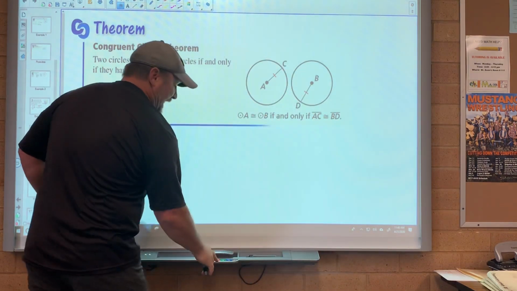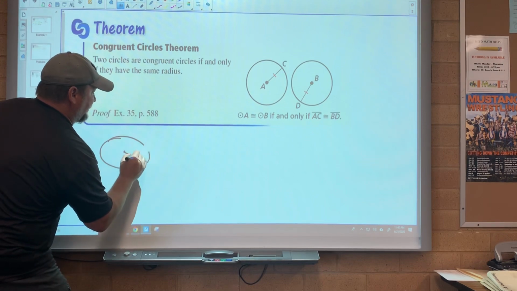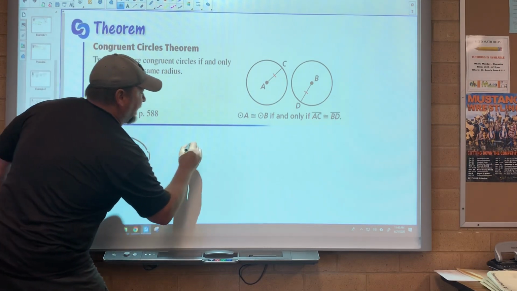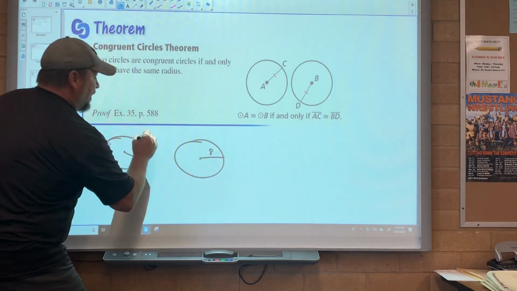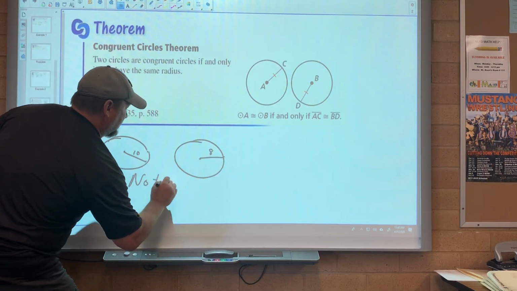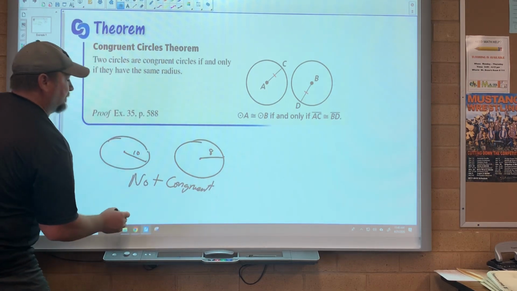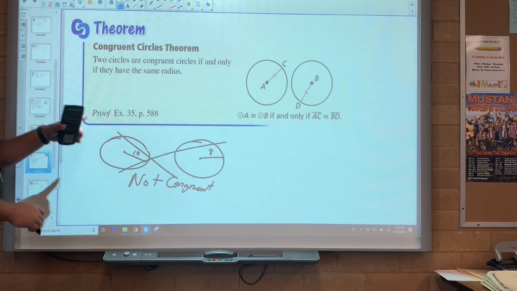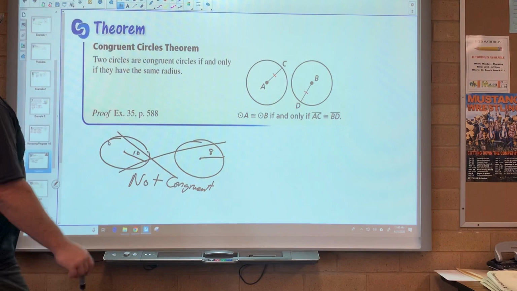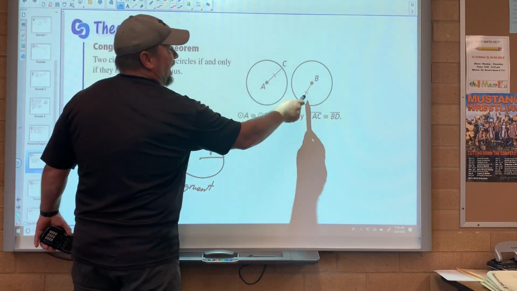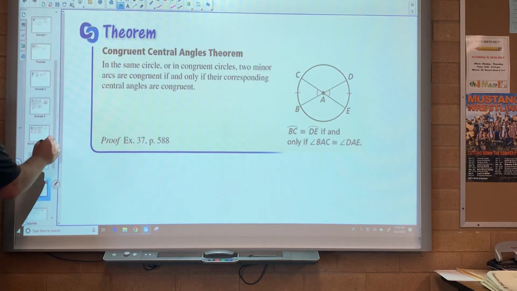So here's the counterexample of that. So here's how it doesn't work. Let's say I have a circle and its radius is 10. And I have another circle and it looks similar, but that radius is 8. These are not congruent because that radius is 10, that radius is 8. Is that clear? So if this radius up here was 50, and that one's 50, they are congruent. Okay? All right, we're almost there.